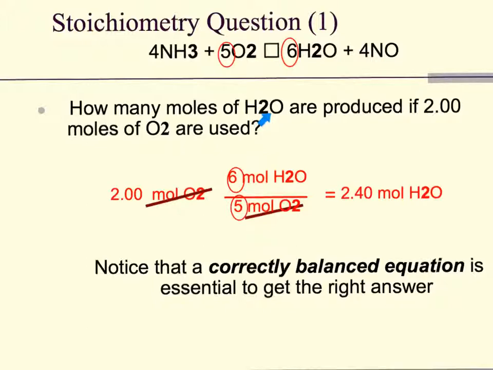We will now use that balanced equation to solve our problem. We take our given moles of chemical A times our coefficient ratio. Now notice that we have our coefficients for chemical A and B. It allows us to cancel out moles of oxygen. We do our math, 2 times 6 divided by 5, and we have an answer of 2.4 moles of H2O. So notice that a correctly balanced equation was essential to getting the correct answer.